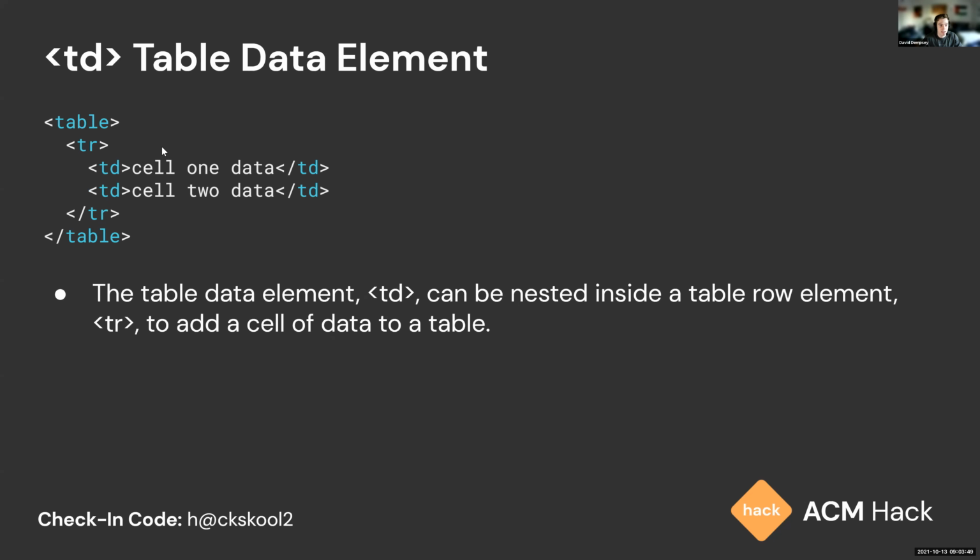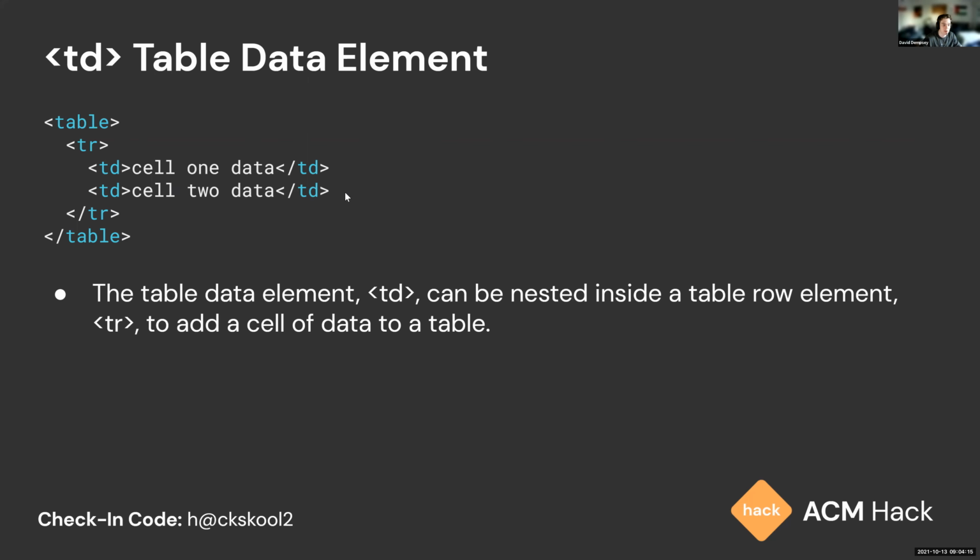And then inside of there, you'll add data elements, or TD for short. You nest these inside of your rows, and the number of TDs you have in one row will specify how many columns you have. In this case, we have cell 1 data and cell 2 data. These will be put into column 1 and column 2 respectively. If you add more, it'll add more columns. If you remove them, it'll take away columns.